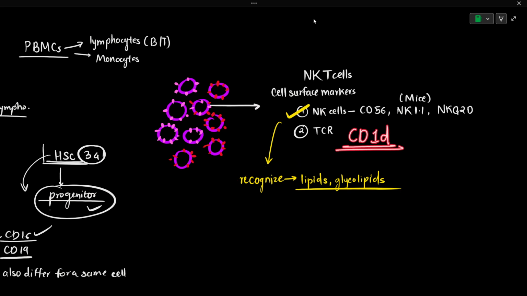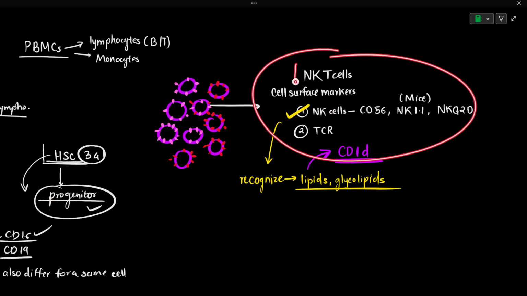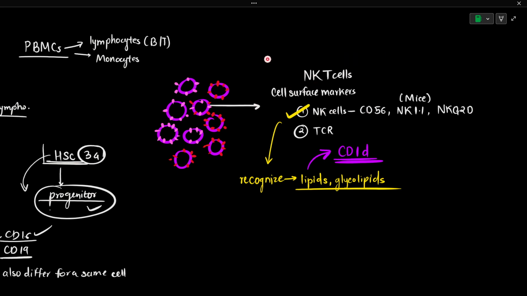Okay, so the recognition of those non-conventional antigens will be done by CD1D molecules, which do not belong to either the MHC 1 or MHC 2 class of molecules. Okay, so this is how natural killer T cells, a subset of the T lymphocytes, resemble both natural killer cells and T cells. So we can say that they are a subtype of natural killer cells, or they could be a subtype of the T cells. Okay.